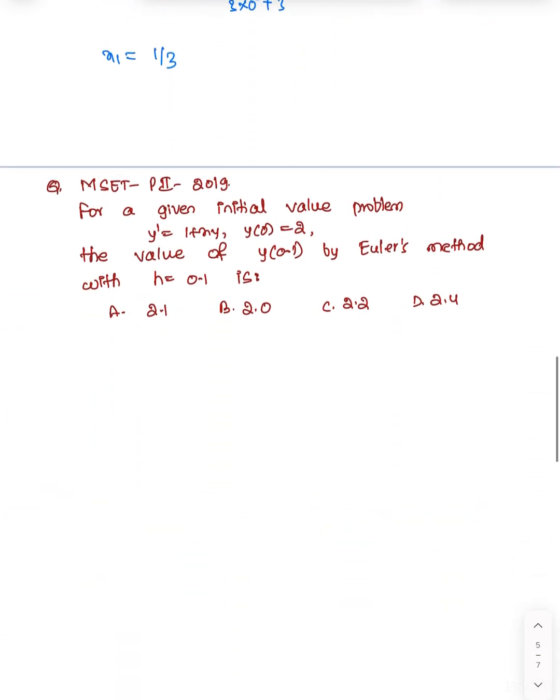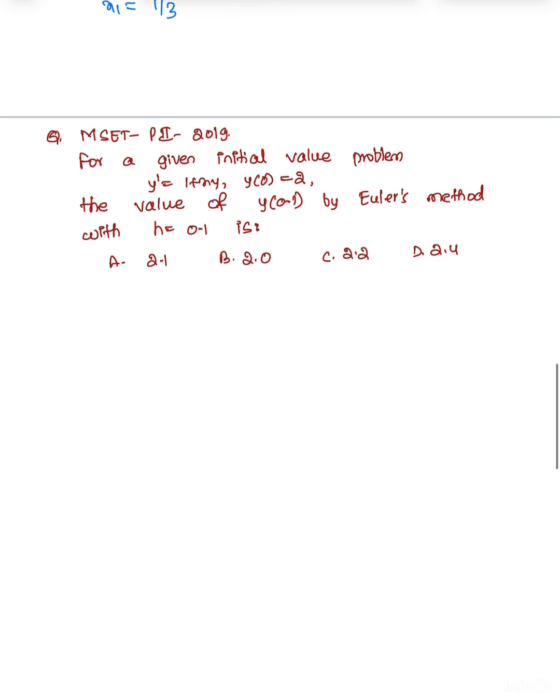One more question from MSET 2019 only. The question is, for a given initial value problem, y' = 1 plus xy with y(0) = 2, the value of y(0.1) by Euler's method with h = 0.1 is, options are 2.1, 2, 2.2 and 2.4. So here they asked to find the value of y at the point x = 0.1 using Euler's method. First we have to know what the approximation for Euler's method is.